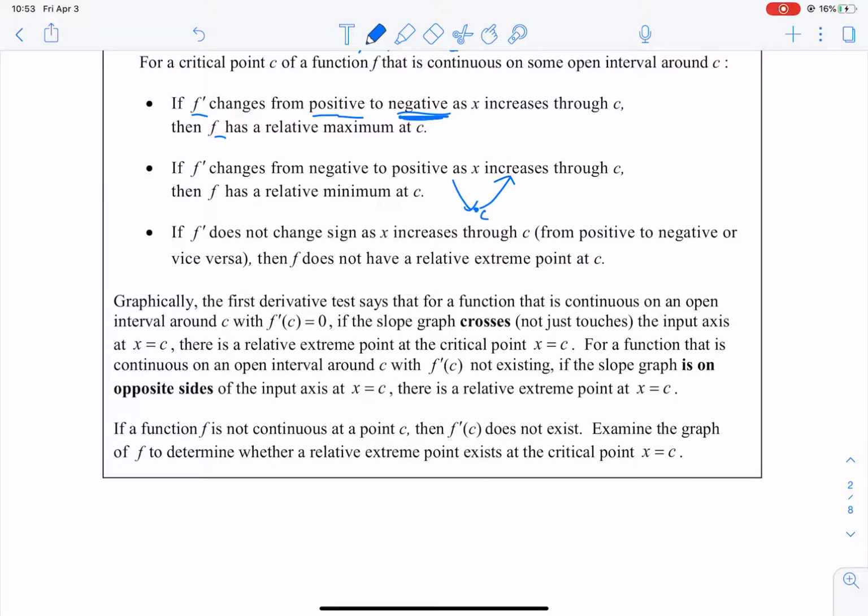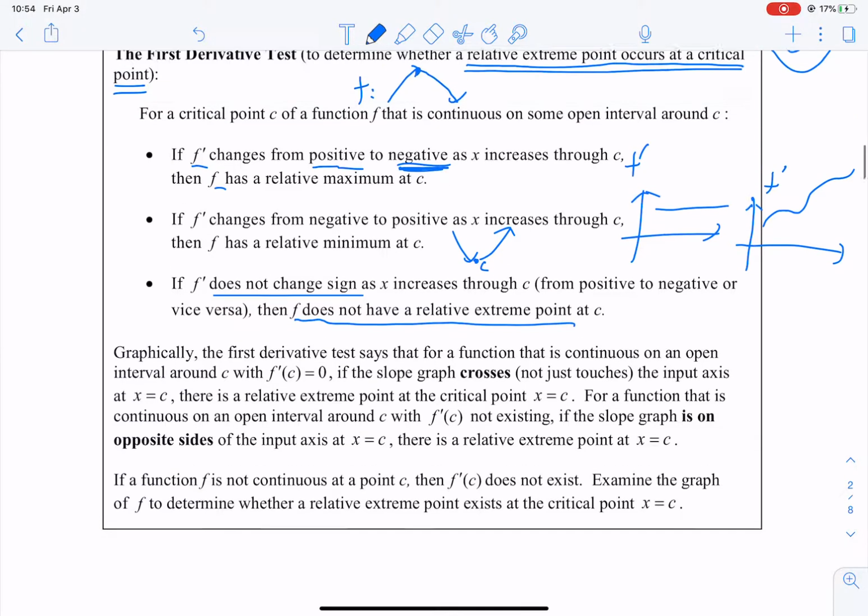And the last case is, what if f prime does not change sign? If the derivative does not change sign, there are two possibilities. The first one, f prime of x is a constant function. And the second possibility, even though it's not a constant function, the sign is always positive, like this one. So it's still the f prime does not change sign. In this case, we just say the function f does not have a relative extreme point.